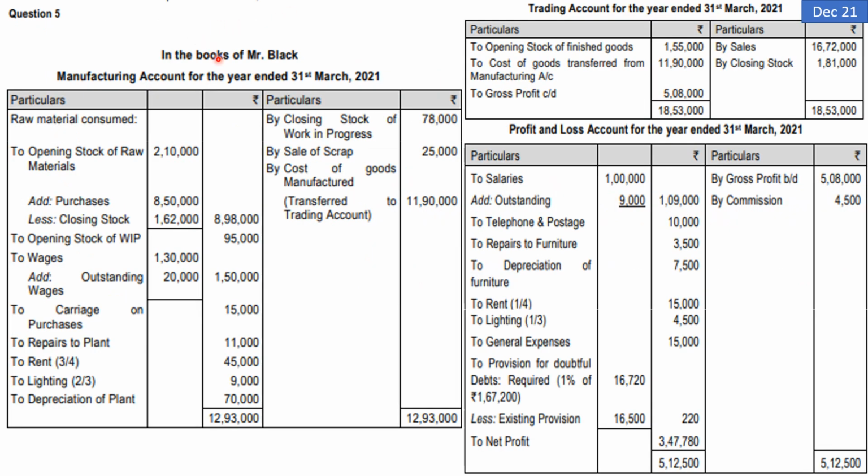So here is our manufacturing, trading, profit and loss account. Don't forget to put the heading in the books of Mr. Black. That is the problem name given by the problem. Manufacturing account for the year ended 31st March 2021. That's a heading for manufacturing account. Trading account for the year ended 31st March 2021 is a heading for trading account. And profit and loss account for the year ended 31st March 2021 is the heading for P&L account.